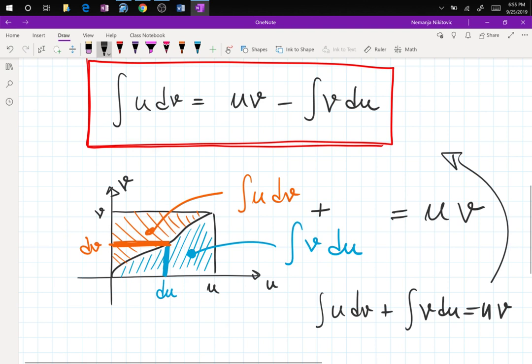So that's what we have. Integration by parts is the backwards product rule, and it is a very useful technique for later mathematics.